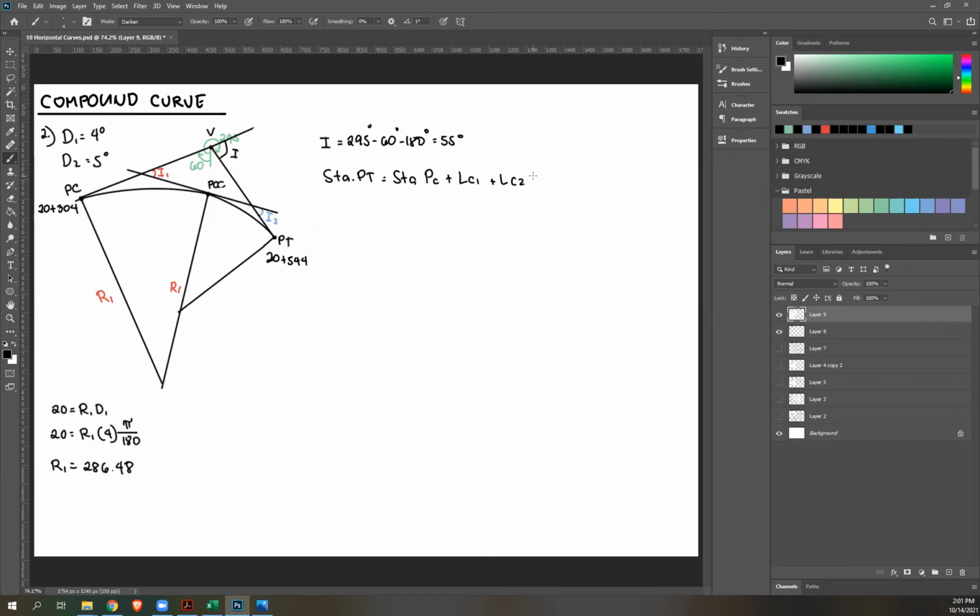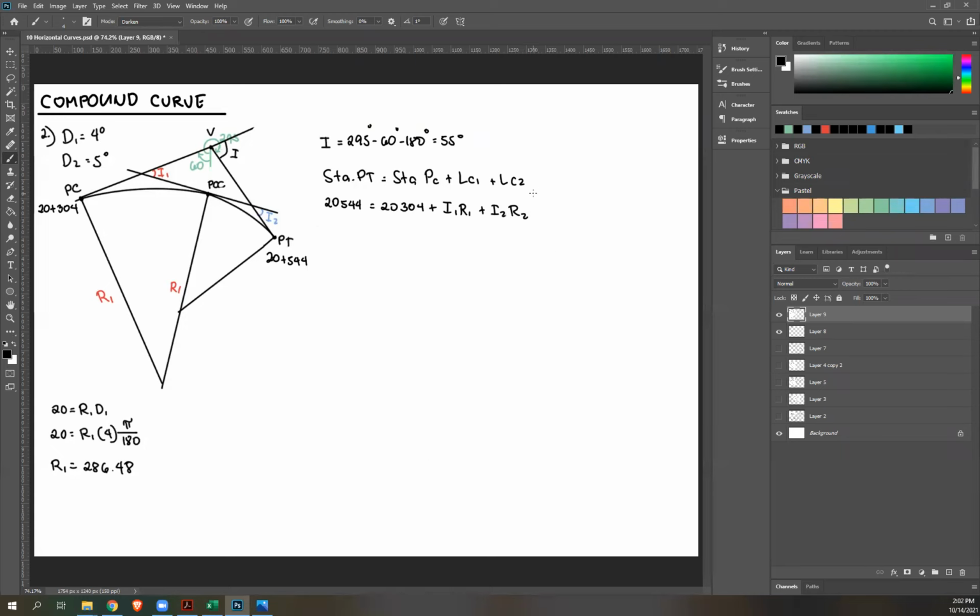Okay, so let's use that equation. Let's sub in station PT. So that's just 20 kilometers. So 20,000 plus 544 meters. So 20,544 meters equals same thing here, 20,304 meters plus. Now again, I don't know LC1, but I know the equation for LC1, which is IR. So let's rewrite this as I1 R1 plus I2 R2. I know R1. If I can solve for R2, then I'll get two equations involving I1 and I2.